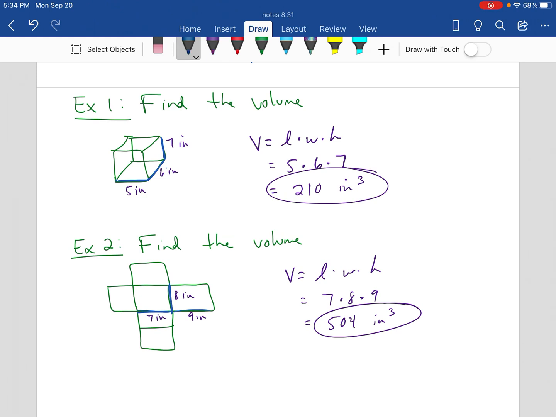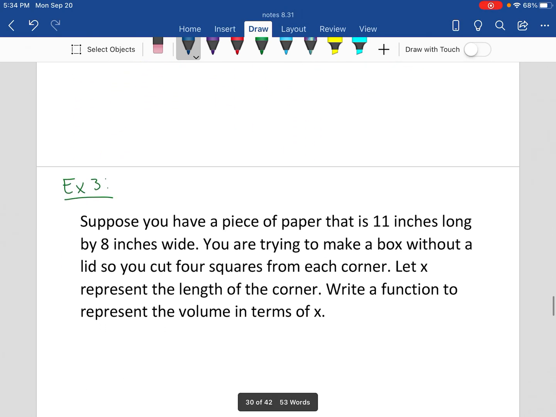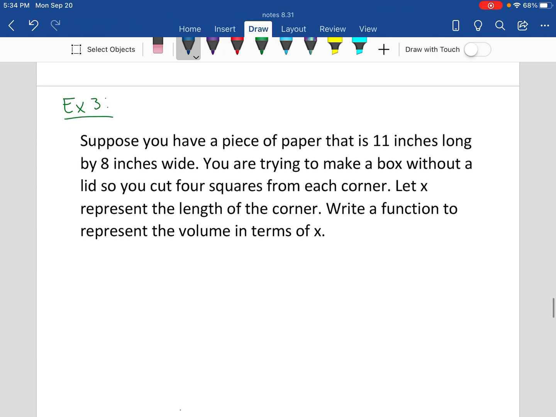Now, here comes the harder part. This example is a little long, so you might want to pause it so that you can write it down on your notes before I move on from here. Suppose you have a piece of paper that is 11 inches long and 8 inches wide. You're trying to make a box without a lid, so you cut 4 squares from each corner. Let x represent the length of the corner. Write a function that represents the volume in terms of x.